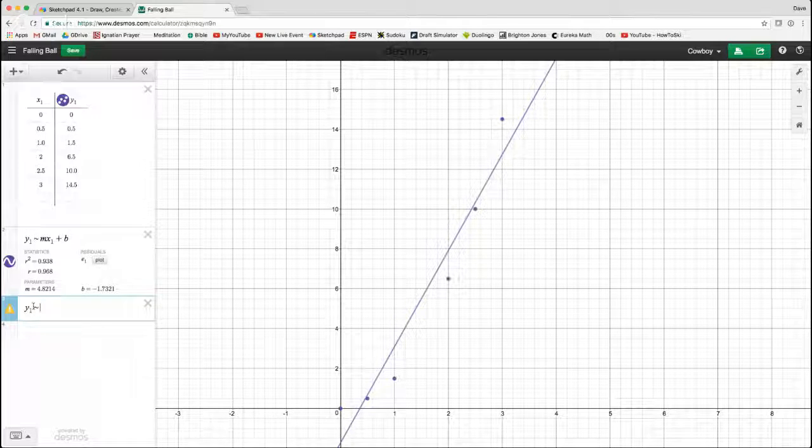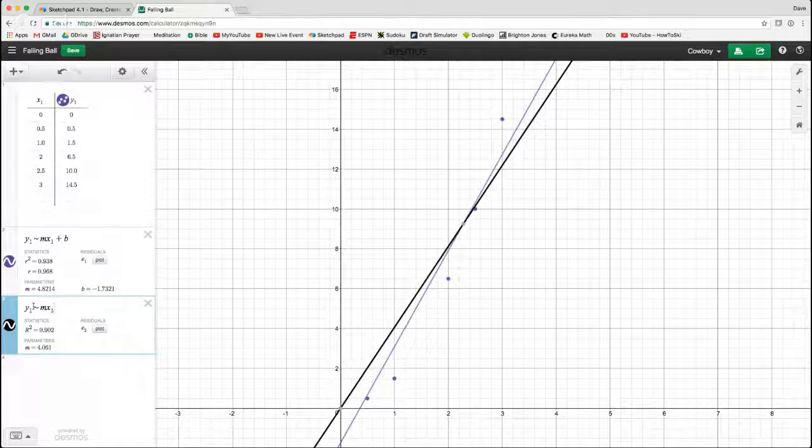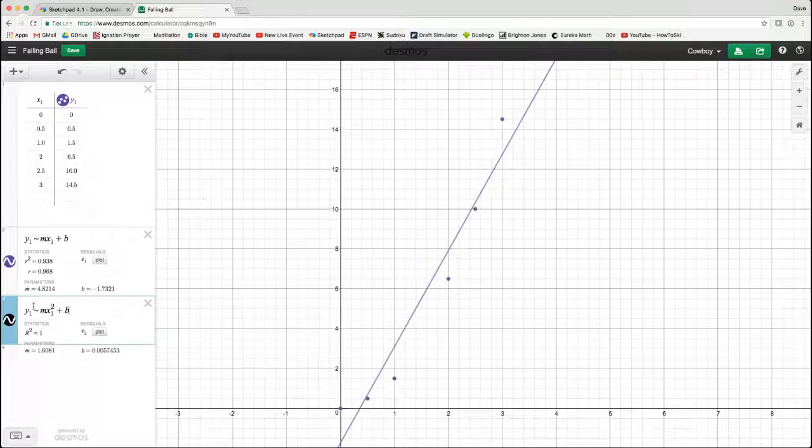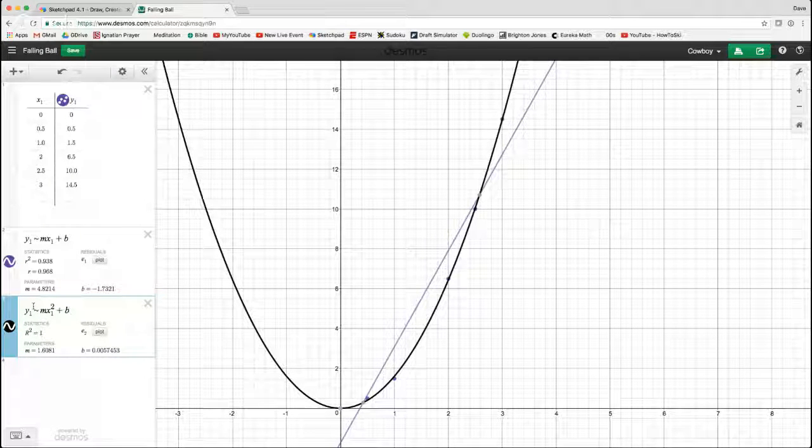So we're going to pretend, well, what would happen if we said mx1 squared plus b? Well, now we look at this curve. Look at this black curve. Let's hide this line here, which was kind of off in many places. But let's look at this line. Does this look like a better fit? I think it does. I think this looks like a really good fit. And they're telling us that our R squared here is a 1, which is what they call a perfect fit.